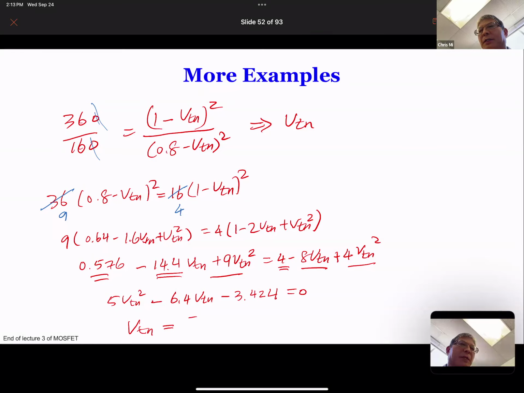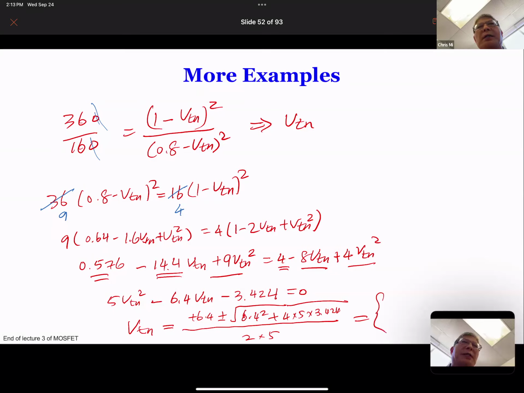So you get minus 6.4 plus minus the square root of 6.4 squared. Use the quadratic equation: minus 4 times a times c. Because it's a minus sign, it becomes plus, and divide by 2 times 5. So that gives you 2 values.